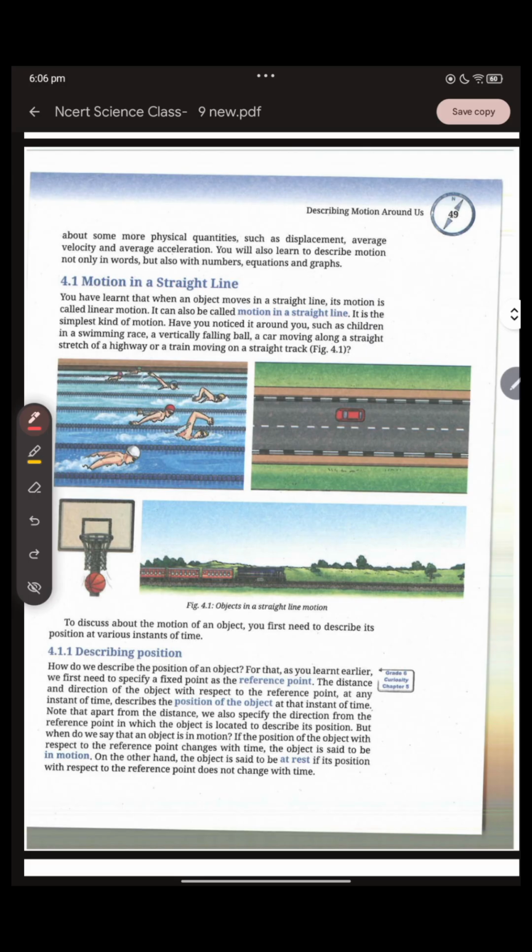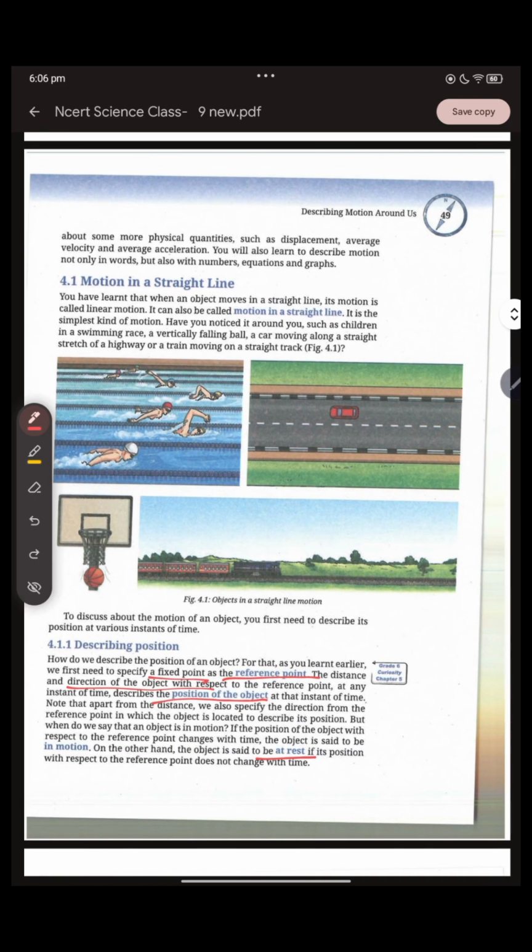So, how do we know that an object is moving? With respect to a reference point or a fixed point, if the object is changing its position, then we will say it is in a state of motion. This reference point is a fixed point, and at this point the object is said to be at rest. And if it is in motion, then there is a change in the position of the object.